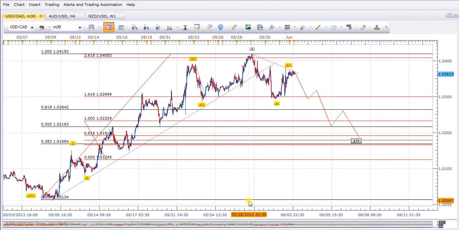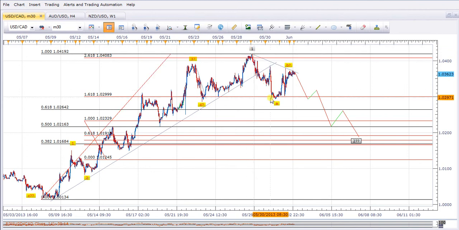Starting out with the dollar CAD, we see that we had those impulses going up, that wave 1. Wave 2 retraced a little under 50%. Wave 3, our extended wave. Then wave 4 and that wave 5, and then now we're in that corrective phase.